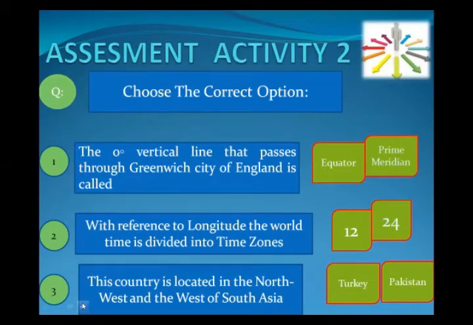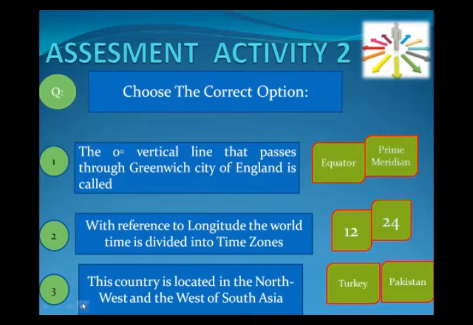The next assessment activity is you will have to choose the correct options. And each statement has been followed by the two options, and students, you will have to identify the correct one. The 0 degree vertical line that passes through the Greenwich city of England is called. The options are equator or prime meridian, and the answer is prime meridian.